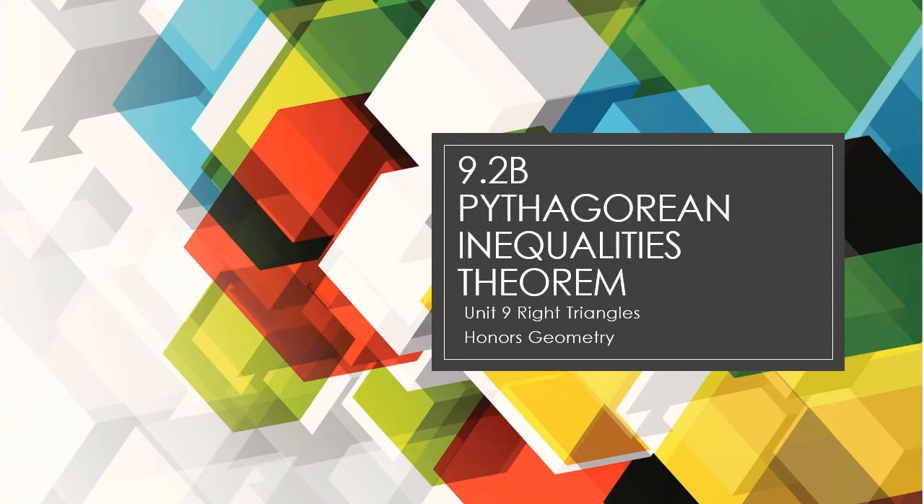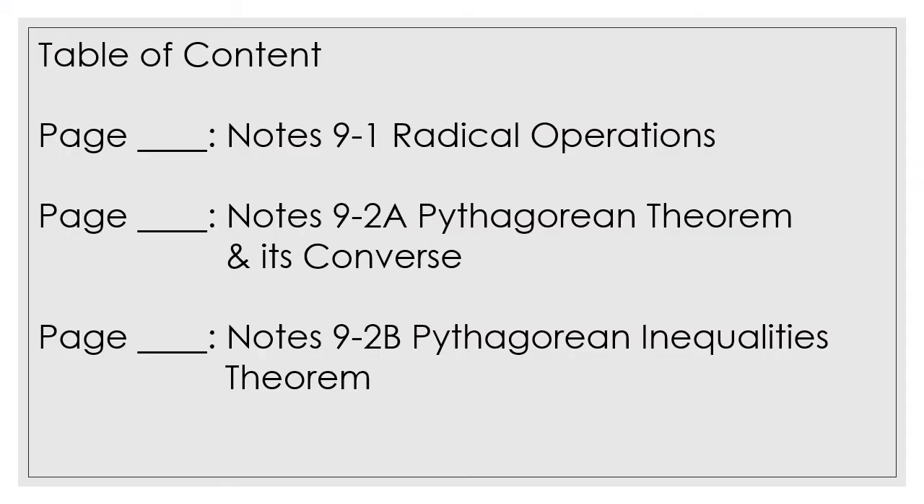Today we're going to be talking about 9.2b, the Pythagorean Inequalities Theorem. This is really a continuation of the Pythagorean theorem and its converse. It was just going to be too long to put into one video.